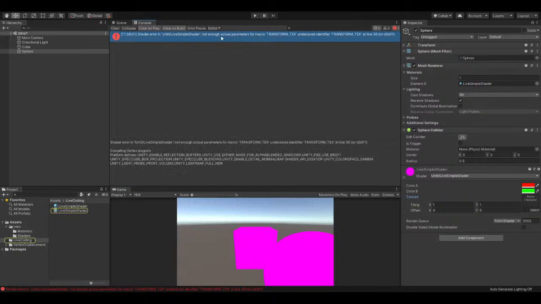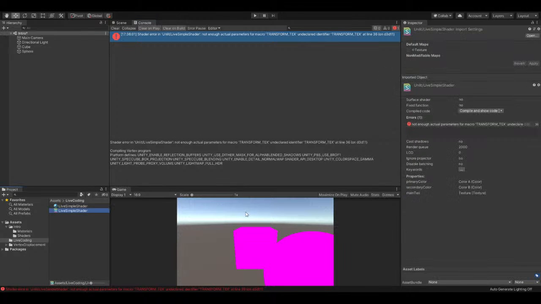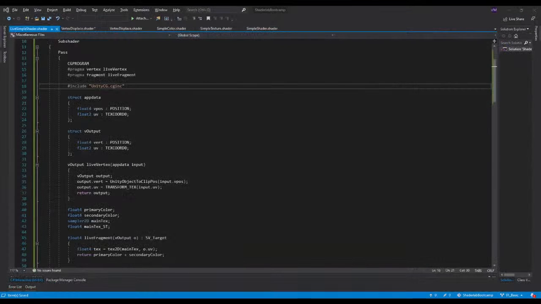It says not enough actual parameters. Oh, so there are no actual parameters for this. All right. Why? Because let me take the shader. Okay, not enough actual parameters for macro, transform text.